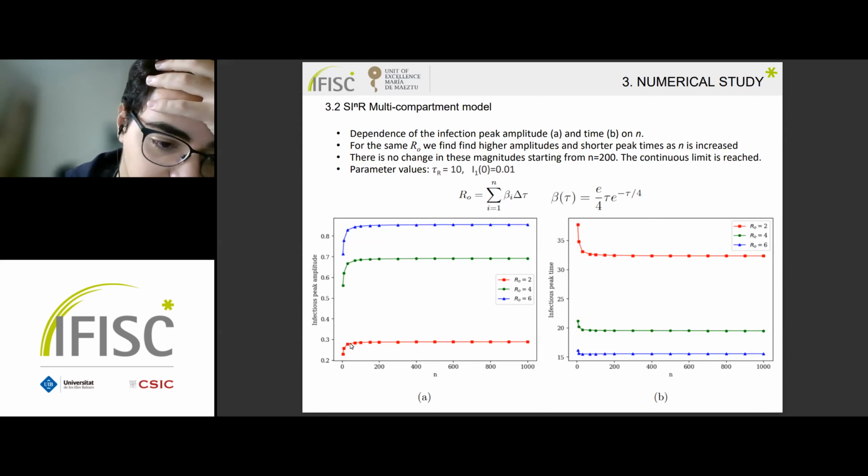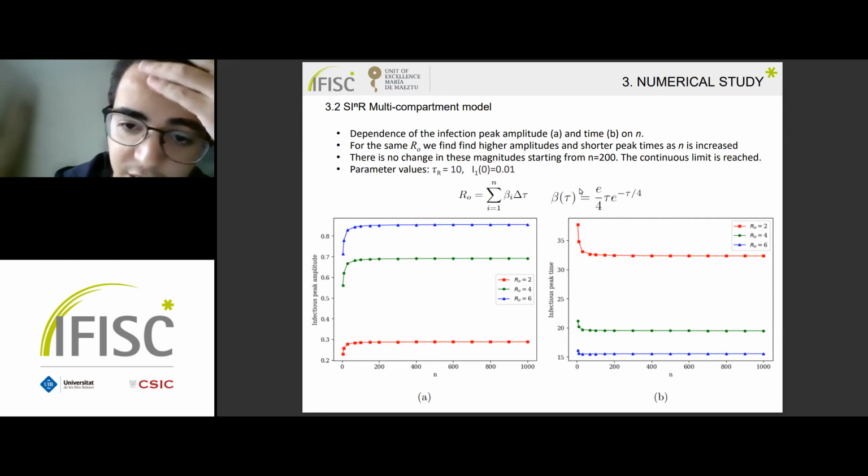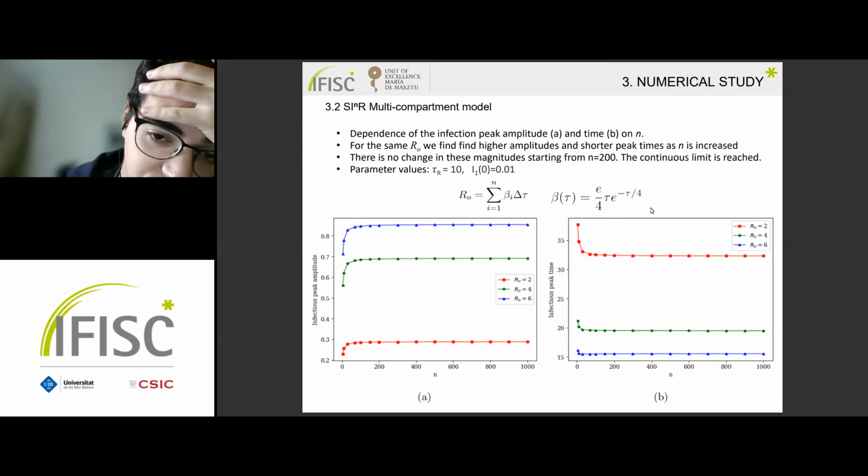And what do we observe here? We observe that we get to constant values regardless of how much you increase the number of compartments. So for example, starting more or less from n equal to 200, we don't observe any change in the peak amplitude or in the peak time. Remember that when we increase the number of compartments, at the end of the day, we are discretizing this infectiousness curve. And this is telling us that we don't need to over-discretize or use a lot of compartments in order to consider a continuous infection curve. So it's enough to take relatively small values of the number of compartments from the numerical point of view.